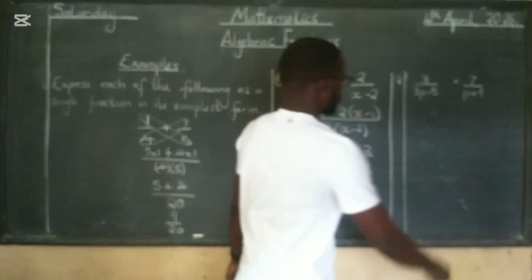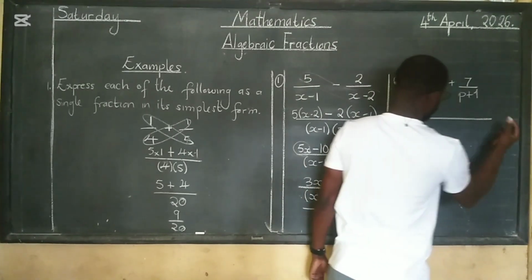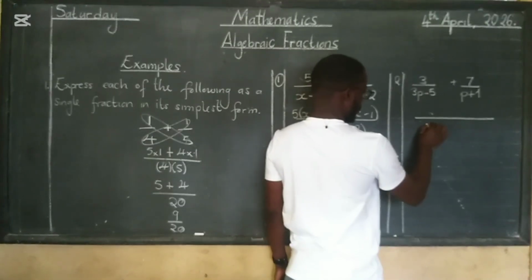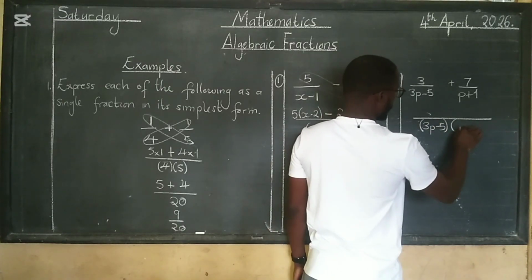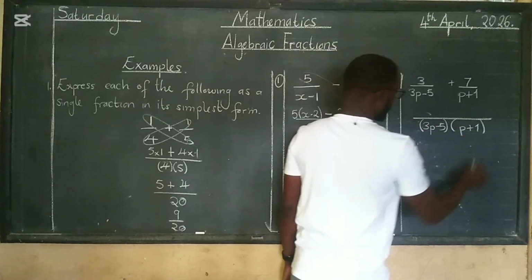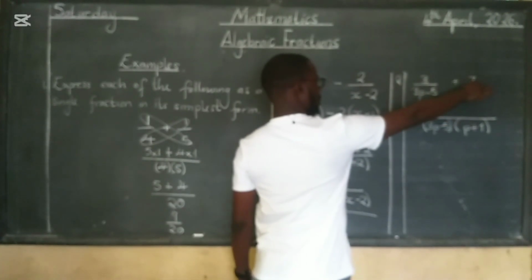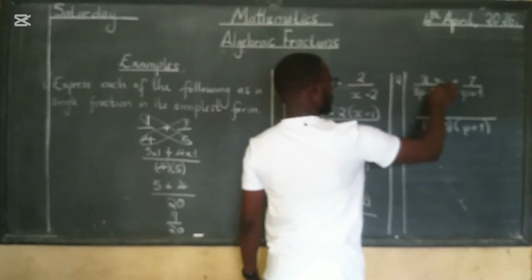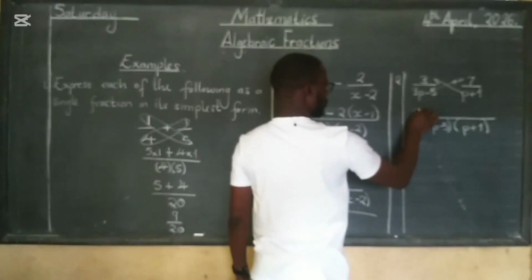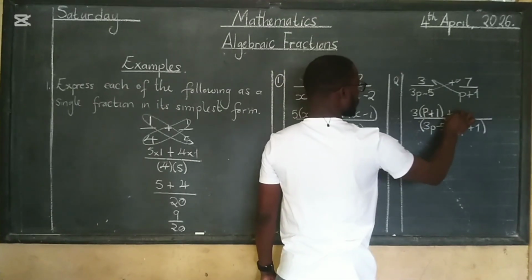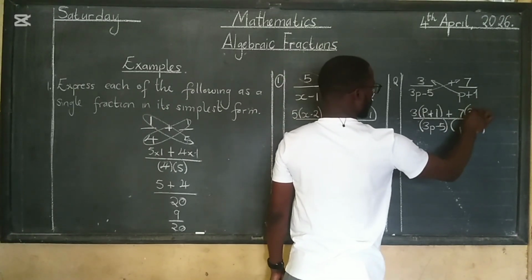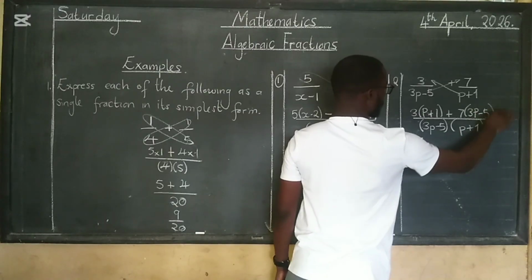Number 2. So for this one, same procedure. I get my 3p minus 5, put it down here, p plus 1 down there. Then this part with that part, this part with that part. This time this is going to be 3p plus 1 plus 7, 3p minus 5.